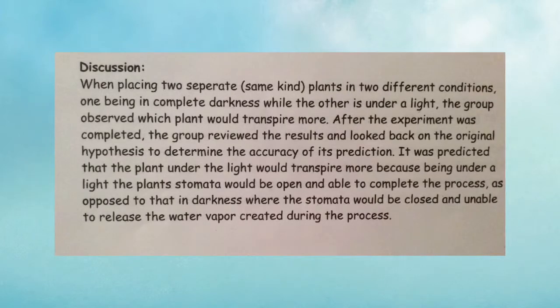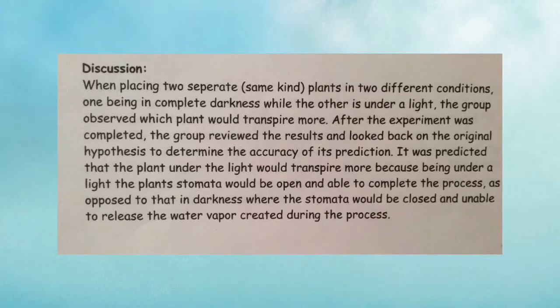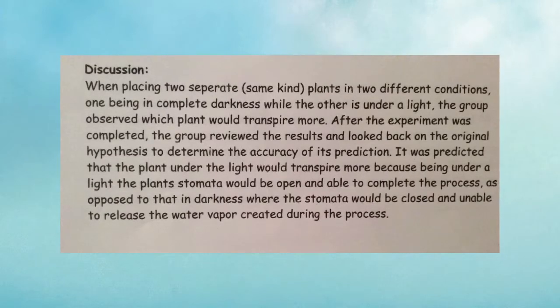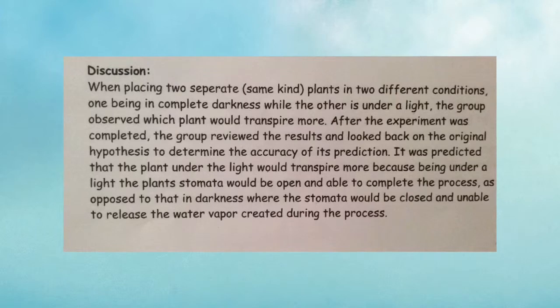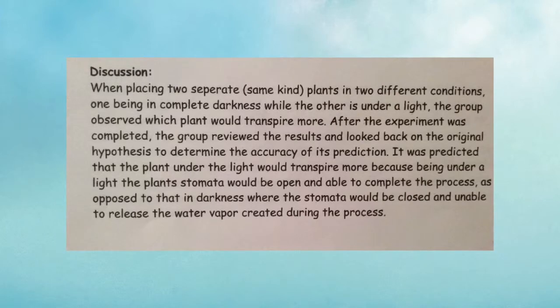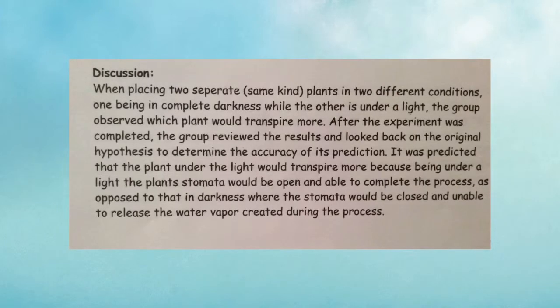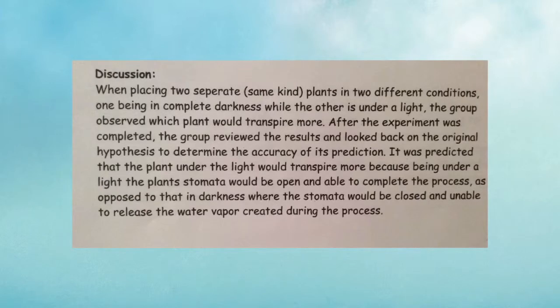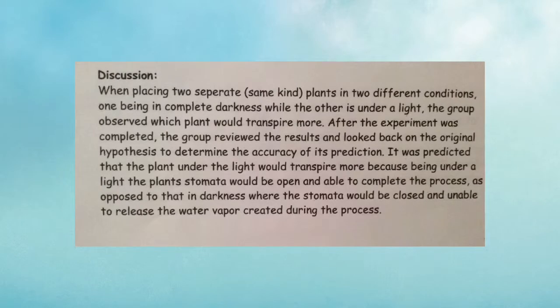accuracy of its prediction. It was predicted that the plant under the light would transpire more because being under a light, the plant's stomata would be open and able to complete the process, as opposed to that in darkness where the stomata would be closed and unable to release the water vapor created during the process.